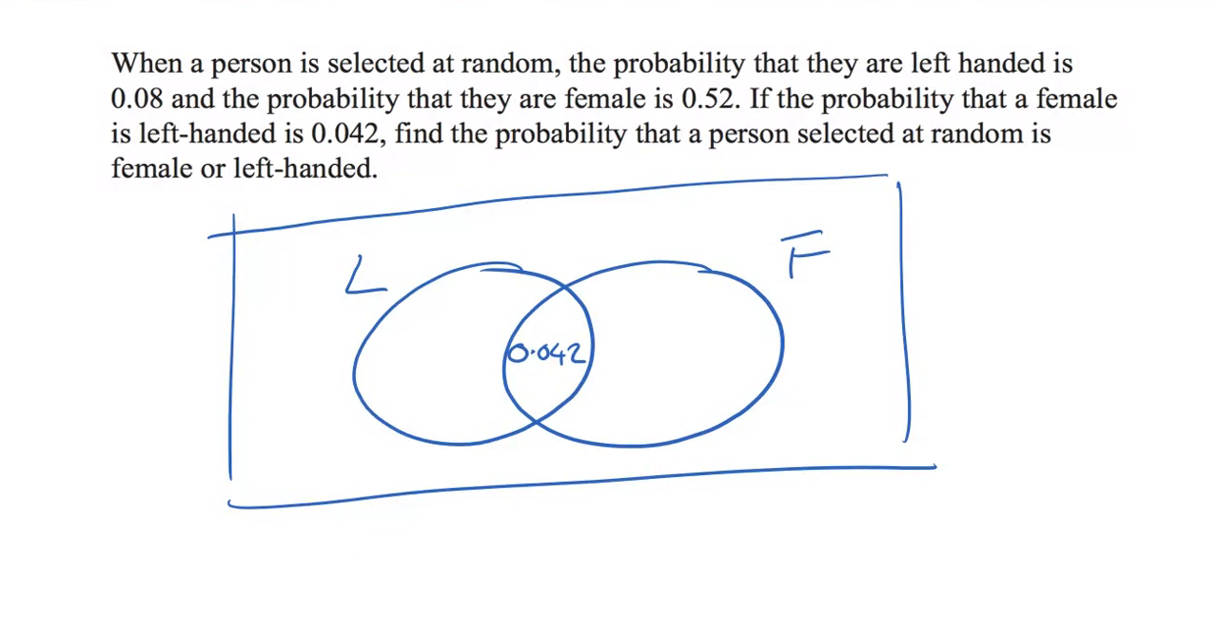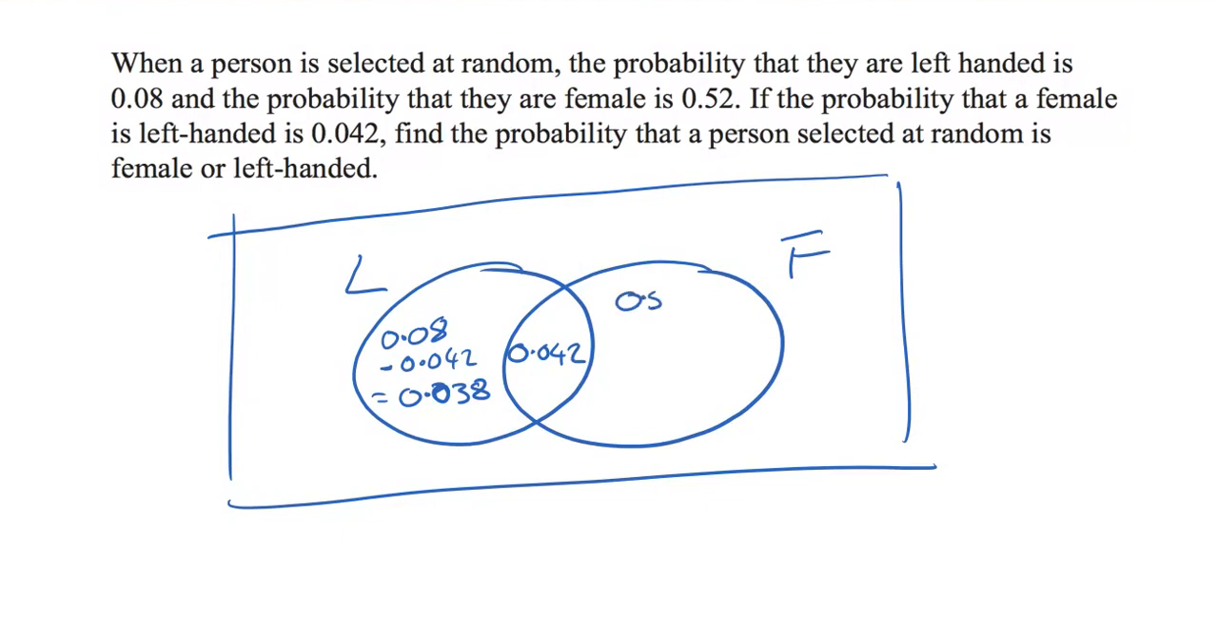Now, from there, we can work it backwards to think about the missing probabilities that go here and here, because I've got that the total probability that someone is left-handed is 0.08. So if I do 0.08 and I take away 0.042, I'm going to be left with that area in that space. So that is going to be 0.038.